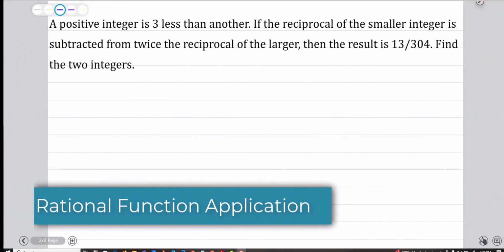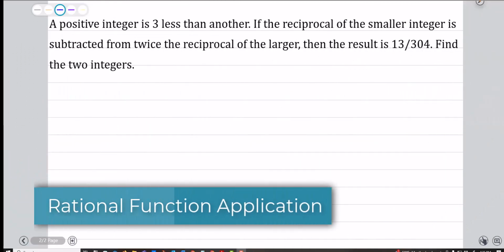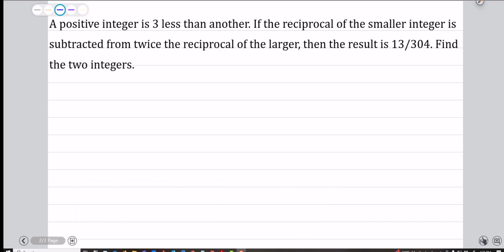Okay, we have this problem. A positive integer is 3 less than another. If the reciprocal of the smaller integer is subtracted from twice the reciprocal of the larger, then the result is 13 over 304. Find the two integers.